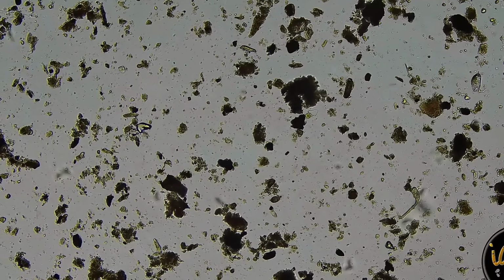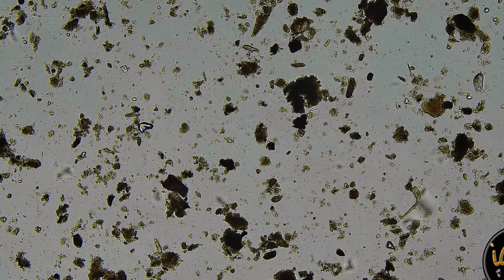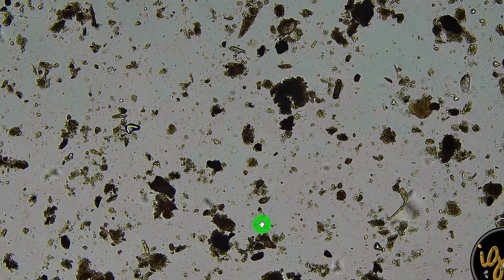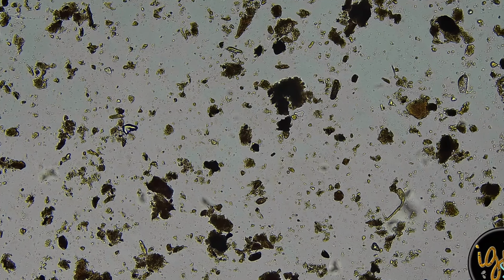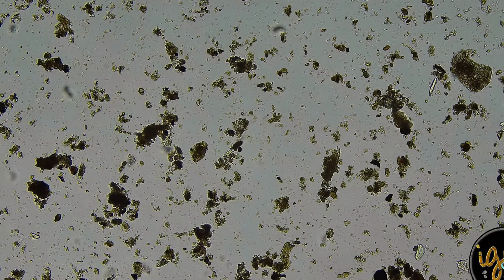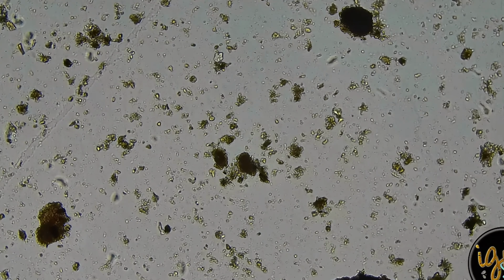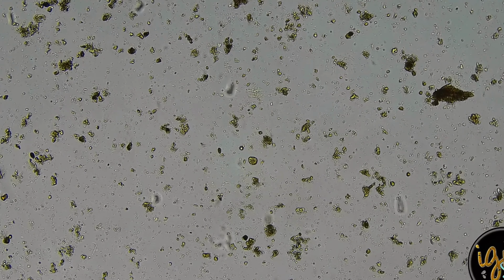Another testate amoeba. Here you got a spore and an amoeba. There's the testate here. So you're looking good. Definitely looking good. The reason why your garden is so successful.